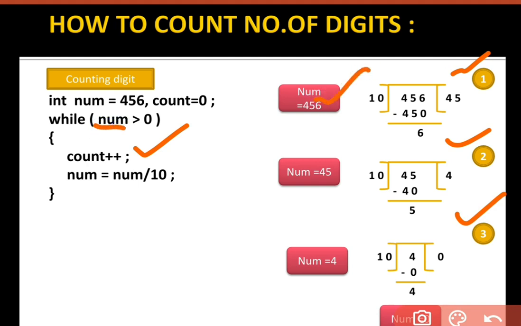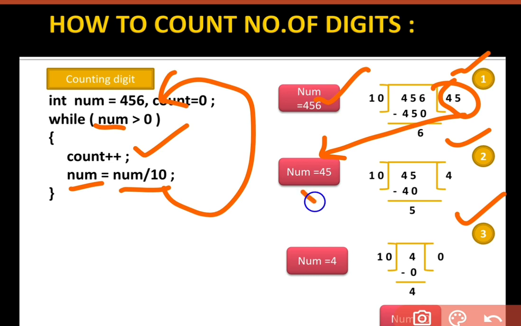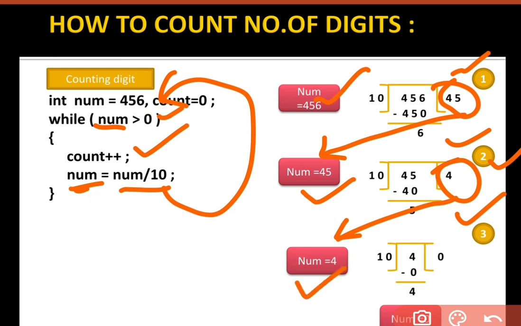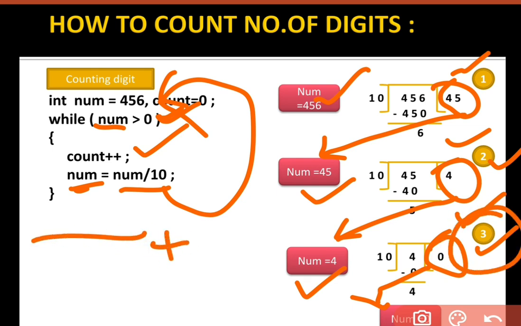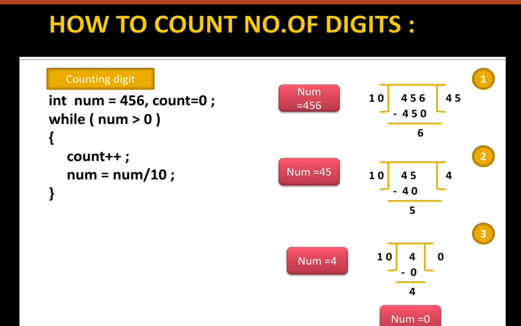Num is greater than 0? Yes, I'm dividing it and storing what I'm getting as quotient in the number, and again I'm checking whether my number is greater than 0 or not. 45 is greater than 0? Yes. Again I'm raising my count, and see, number divided by 10, what I'm getting now is 4. Now is 4 greater than 0 or not? Yes, it is greater than 0. Then the count increases. And now what I'm getting as quotient is 0. I'm storing 0 in my number. And now is 0 greater than 0? No. It means whatever count we are having in the last is the number of digits.